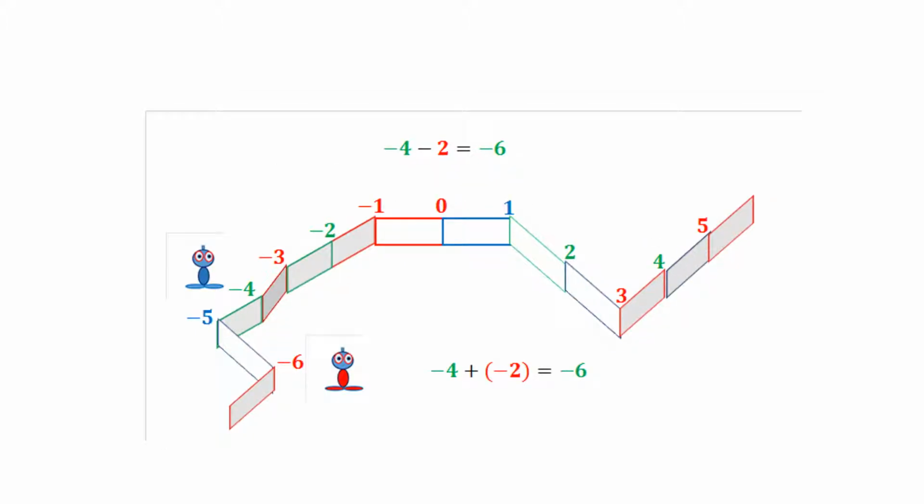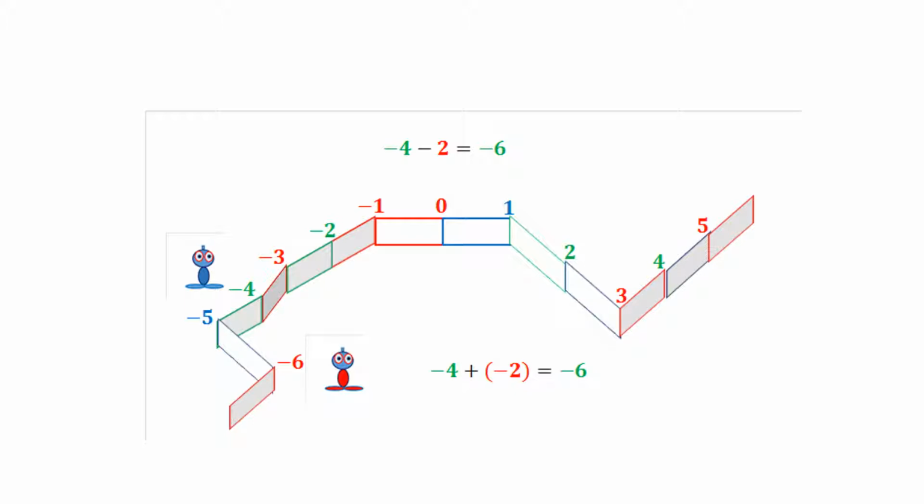Here we have -4 minus 2, and it's equal to -6. How did we get there? We start at 0. We go 4 steps to the left, and you can see Math Bug is at -4. Another thing now is -2. Go 2 more steps to the left, and that would be -5, then to -6, and we see the Math Bug is now at -6.